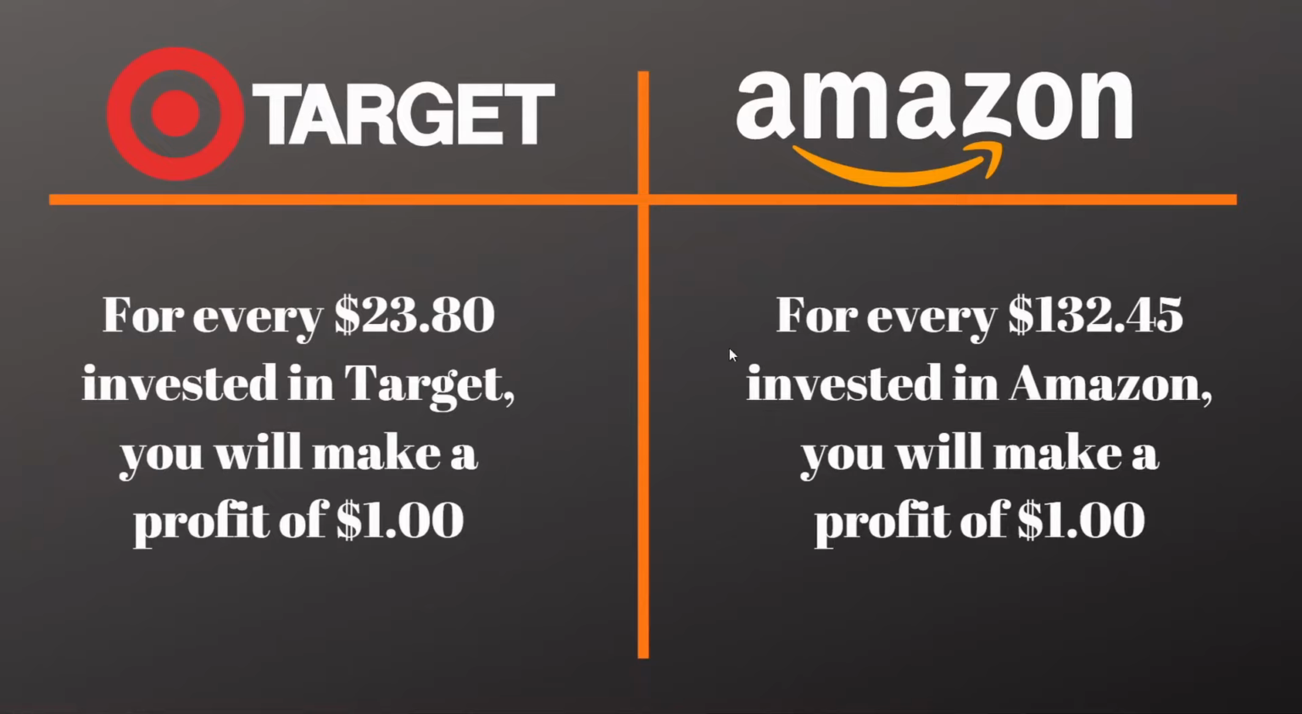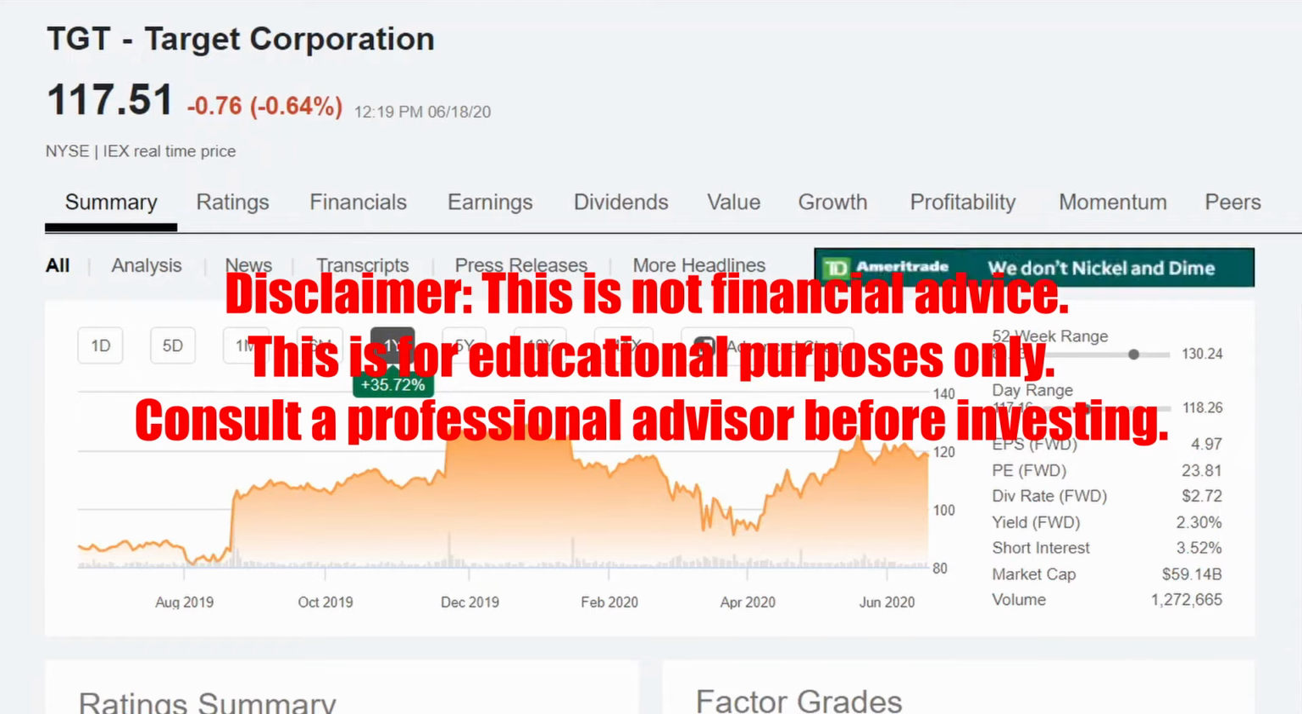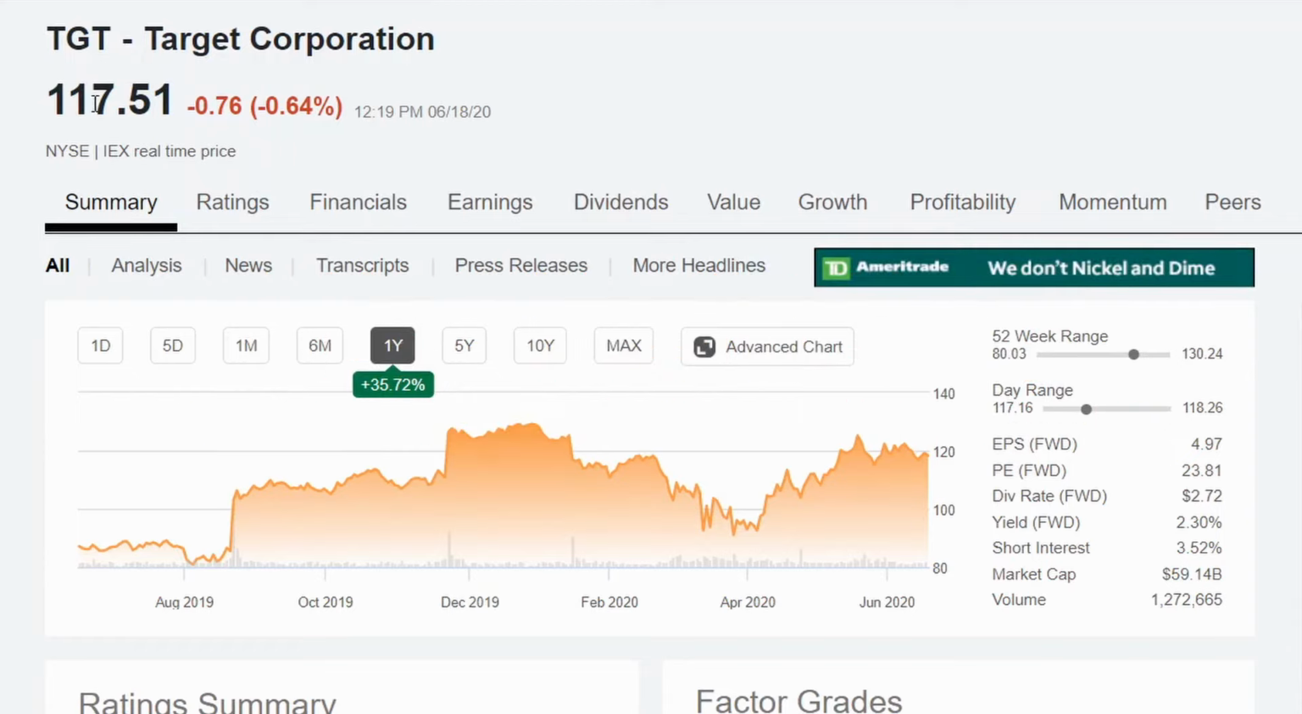But just because Target's PE ratio is much smaller than Amazon's, it doesn't necessarily mean it's the better bet. And let me show you why. So we're going to jump over to Seeking Alpha. As you can see, this is now today's data. Target went down a little bit. It's $117. Its earnings per share, there it is, $4.95. And there's its PE ratio, $23.81. So what's great about all these different programs is it'll have this information for you, so you don't have to go and search for it or do any math yourself.